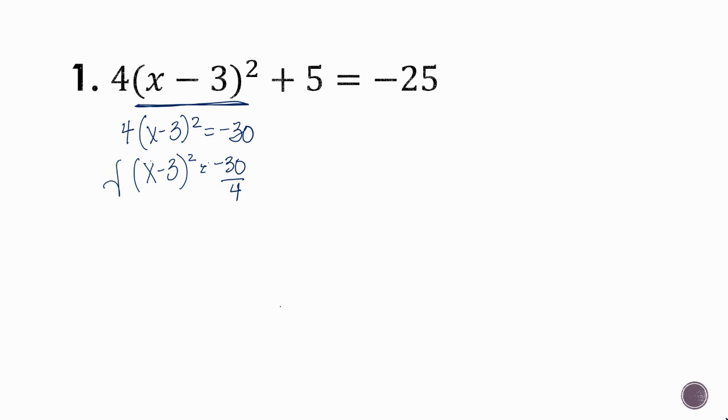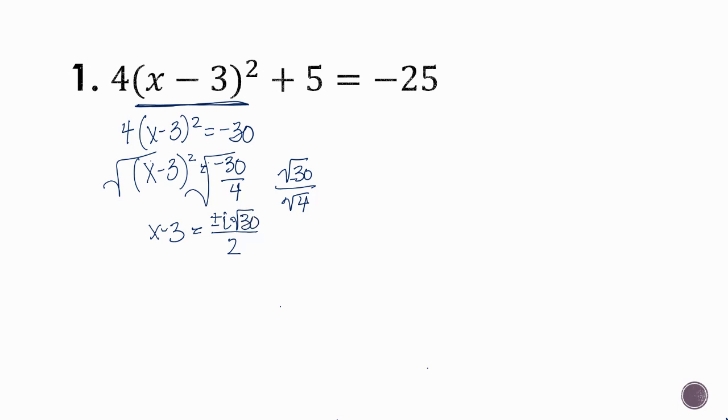Now I'm going to square root both sides. That gets rid of the squared on the left side, and I'm just left with x minus 3. When I square root negative 30 over 4, what I'm really doing is square rooting them separately. I'm square rooting negative 30, and I'm square rooting 4. And here's why I didn't reduce it. Because 4 has a nice square root, it's 2. On the top, I have that negative, so I just need to pull out the i. And I've got plus or minus i square root of 30.